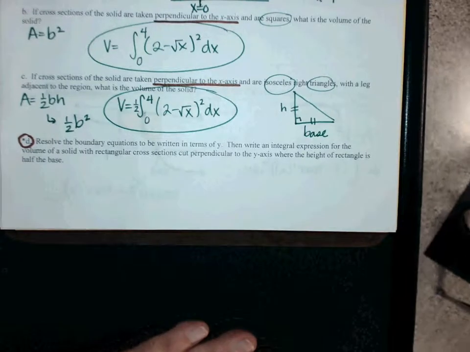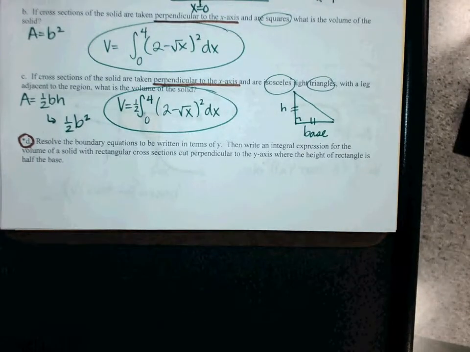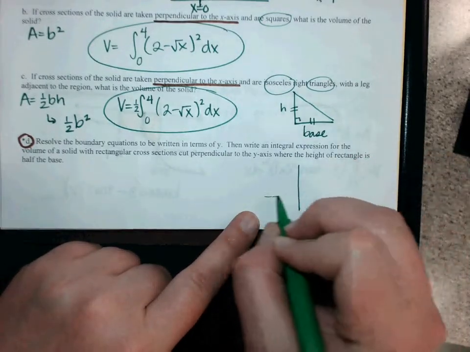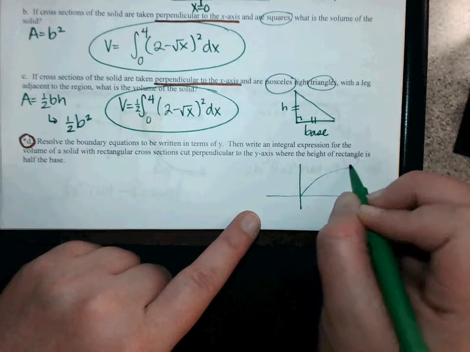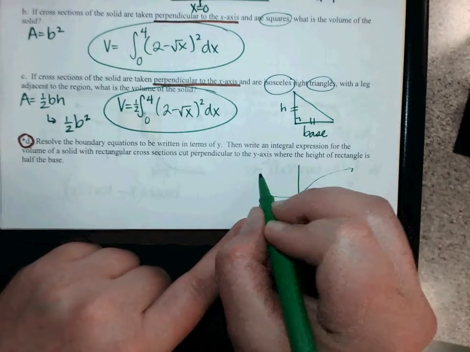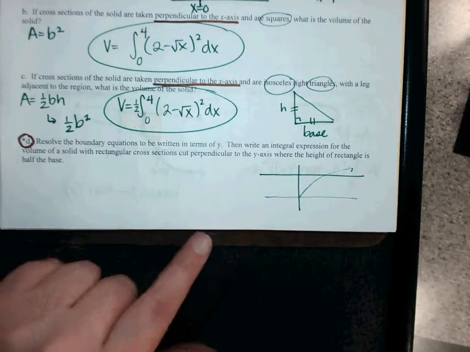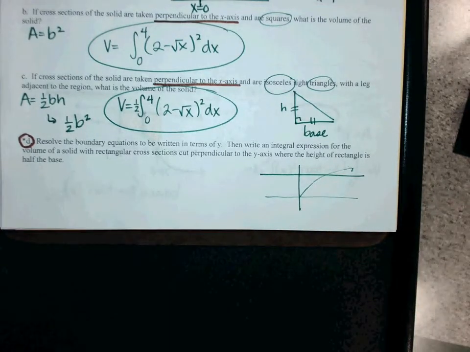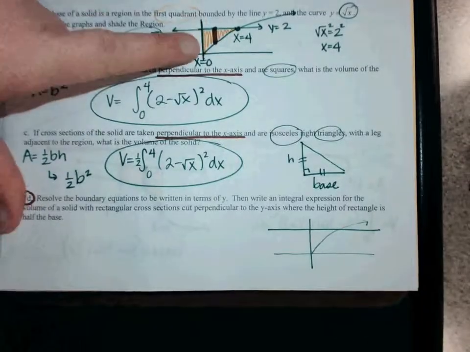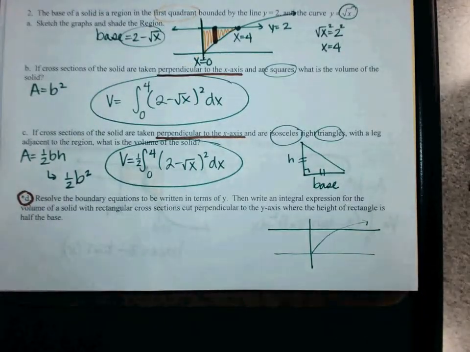Okay, resolve the boundary equation to be written in terms of y. So I'm going to redraw my graph. Remember that it was a square root x. We did this yesterday. And then a y equals 2 here. So our region is going to stay the same. Okay, I can zoom out here and you can see. This is not changing. It's your same region.